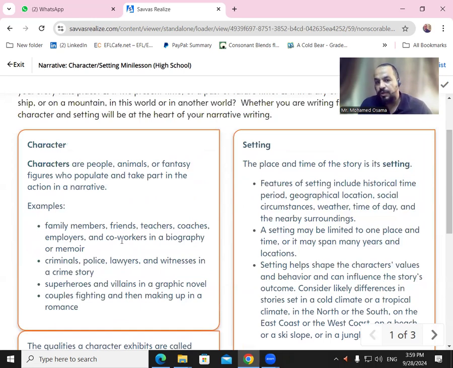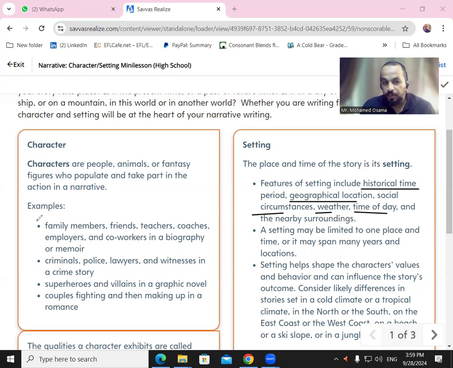On the other side, we have the setting. Definitely any story should have a setting, like the place and the time that the story takes place. We can feature some places like historical place and time, geographical locations, social circumstances, weather, time of the day, nearby surroundings, and so on.